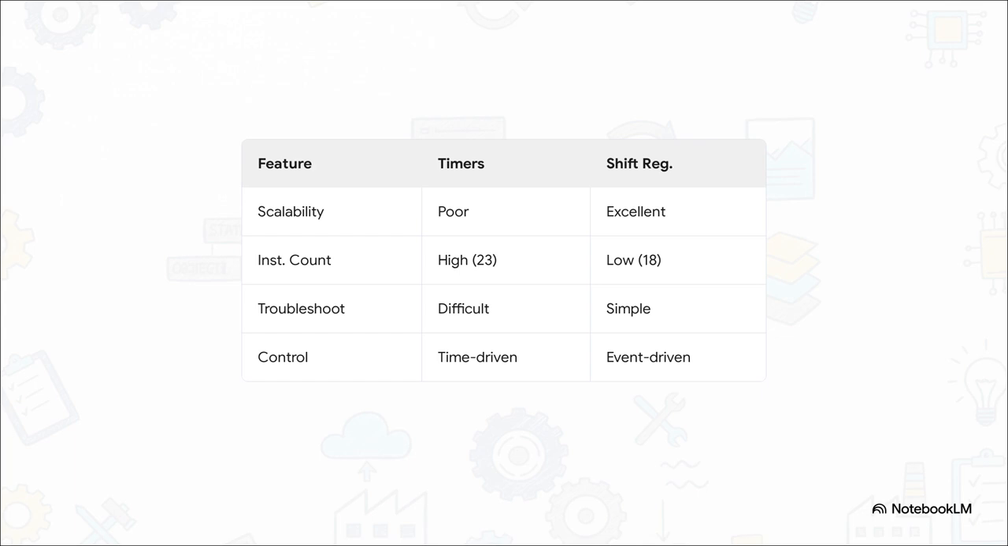Third, ease of troubleshooting. Finding a fault in a massively complex, interconnected timer chain is really difficult, but with a shift register, it is incredibly simple. You just monitor the exact bit location in the memory map instantly. And finally, temporal control. Cascaded timers force you into a time-driven sequence with fixed, rigid durations. Shift registers, on the other hand, give you a flexible, event-driven sequence that actually adapts to the real physical mechanics of the machine.